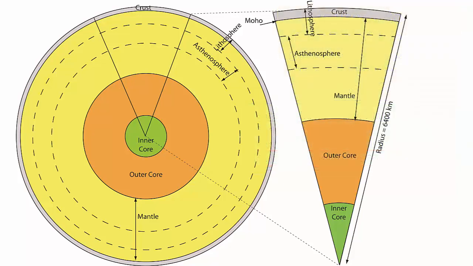This image shows a cross-section through Earth, showing its main compositional and physical layers. How did scientists learn that this is what Earth's insides look like?